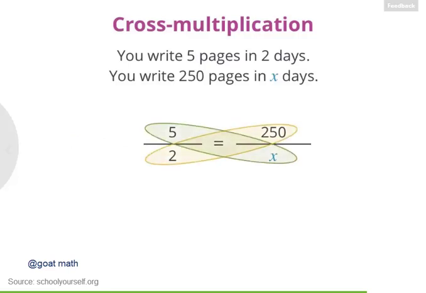2 times 250 is 500, and dividing by 5 gave you the correct answer of 100. So if you write 5 pages every 2 days, then it will take you 100 days to write the entire 250-page novel.